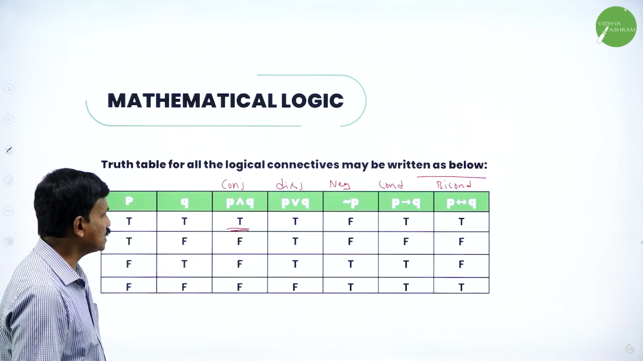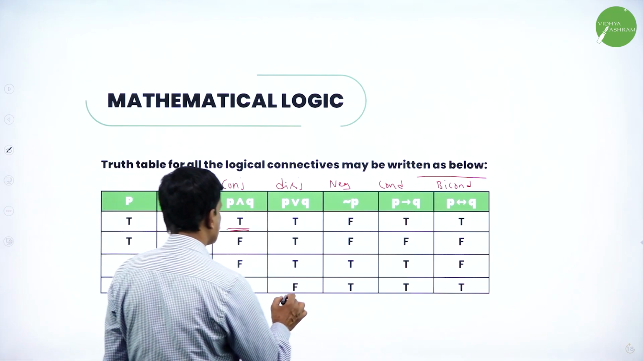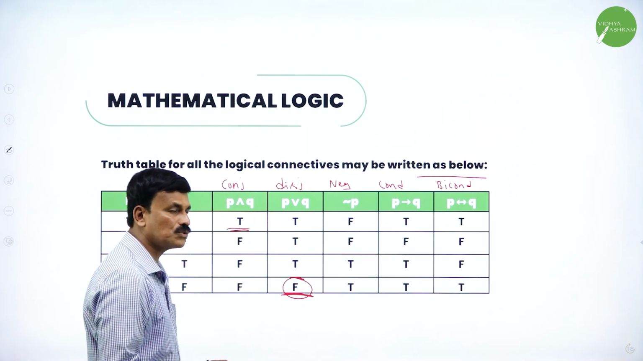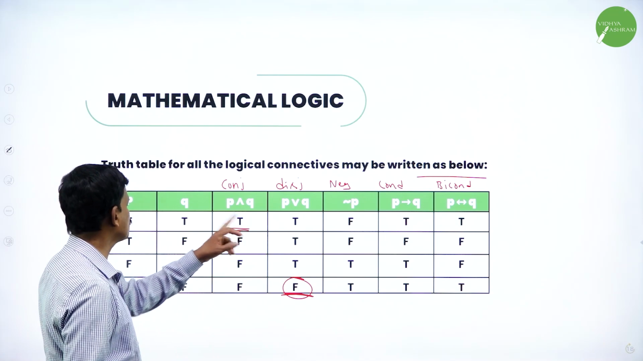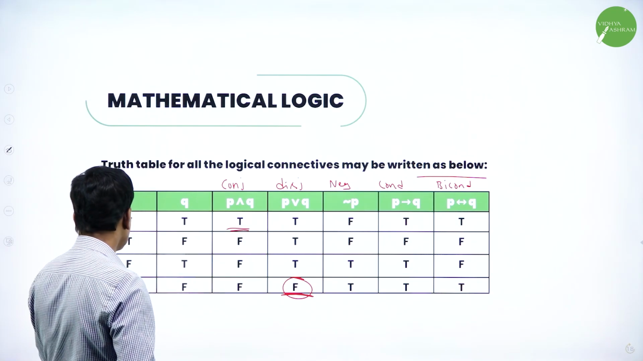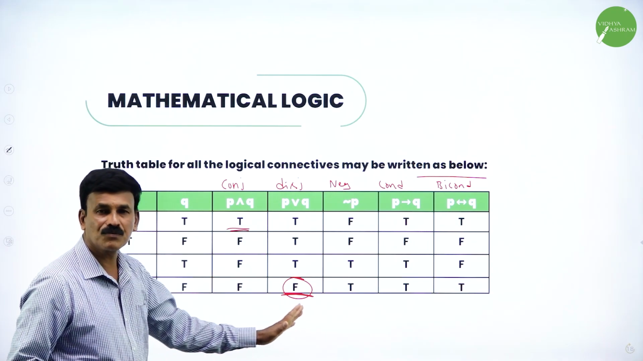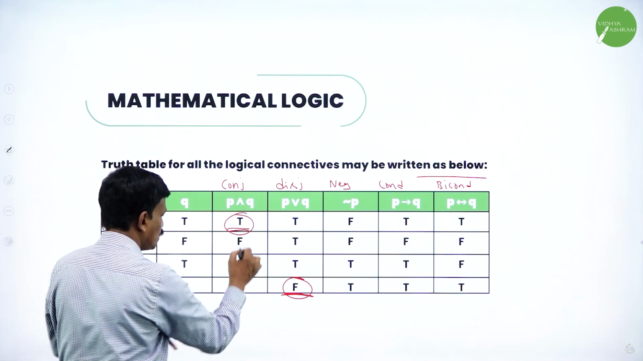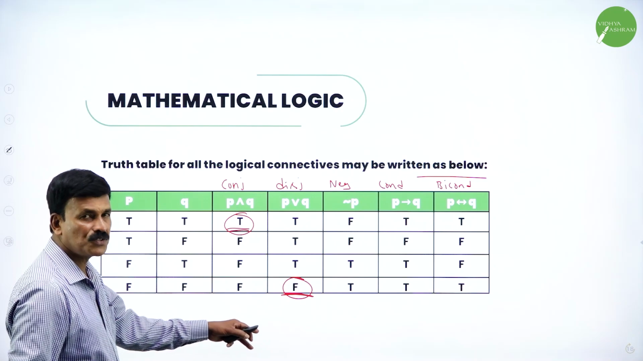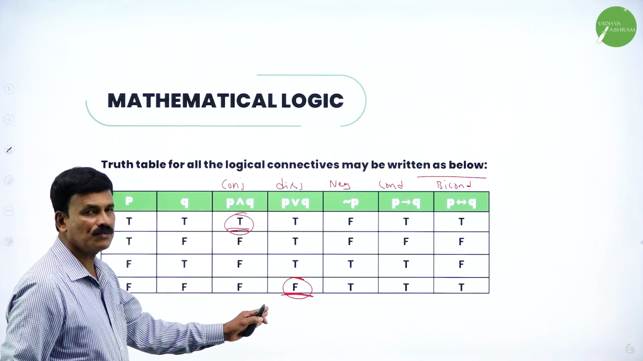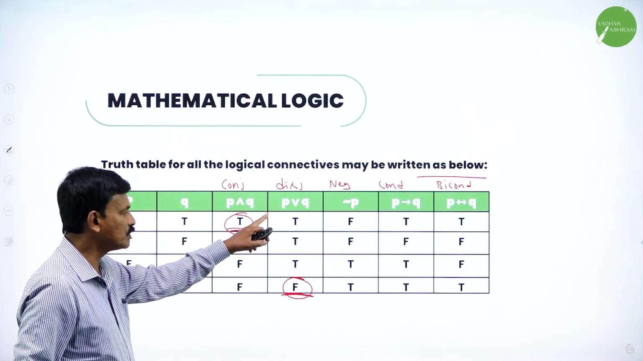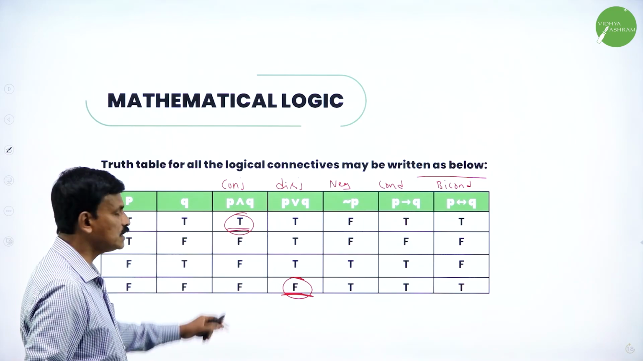Whereas in disjunction, false and false is false. In all other cases, it is true. So, true and true is true. True and false is also true. False and true is also true. False and false is false, right? So, in case of conjunction, true and true is true, remaining are all false. Whereas in case of disjunction, false and false is false, in all other cases it is true. So, here 1T, 3F; here 1F, 3T.